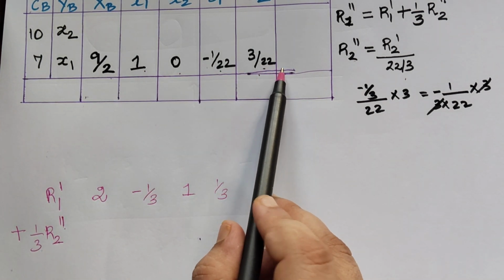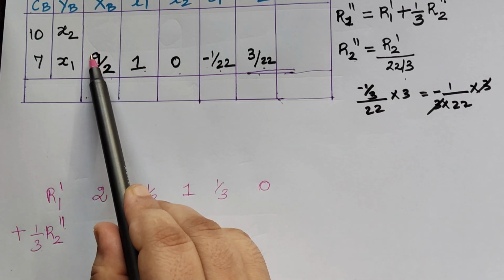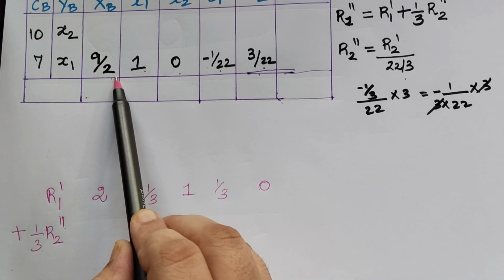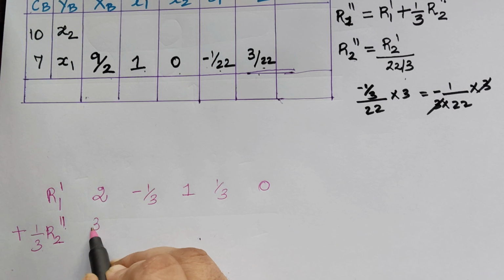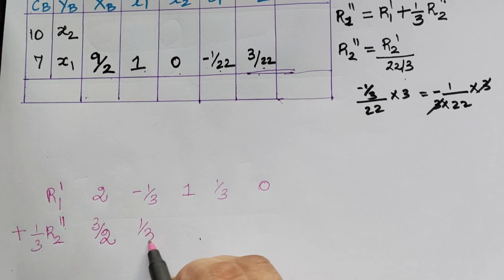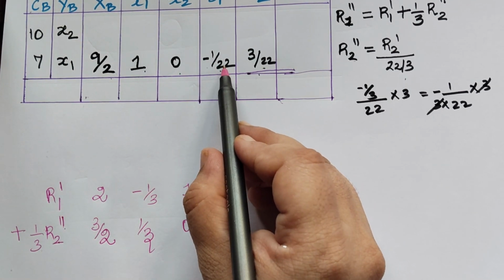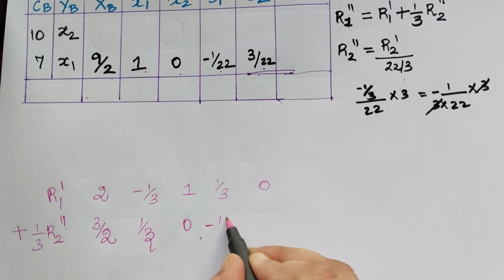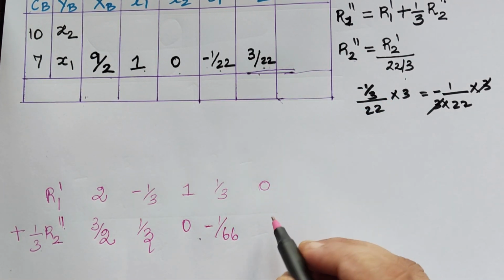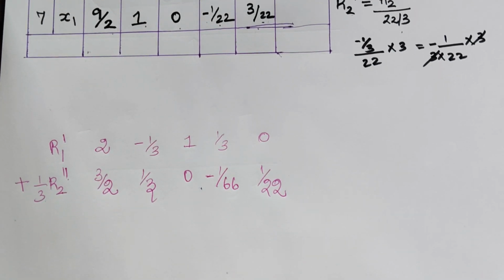So this equation has to be multiplied with 1 by 3. First we have 9 by 2 over here. When 9 by 2 is multiplied with 1 by 3, we will get 3 by 2, so we will write 3 by 2 over here. Then 0 into 1 by 3 is 0. Minus 1 by 22 multiplied with 1 by 3 will give us minus 1 by 66. 3 by 22 multiplied with 1 by 3, the 3 will get cancelled and we will get 1 by 22. Now we will add these two.